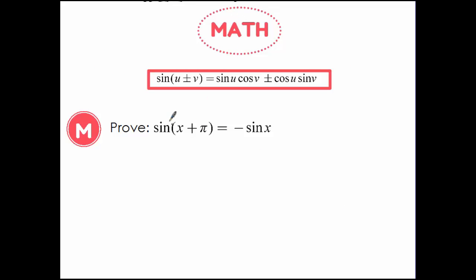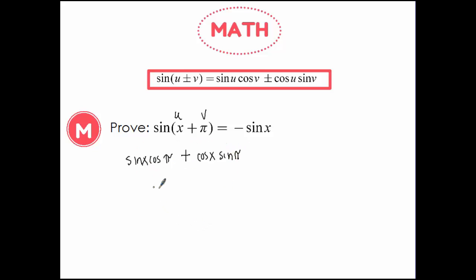So the first thing we do is we look at this problem. We identify what u and v are. So u is x and v is pi. Then we figure out what the sign is going to be when we expand it. So if this is a plus for sine, the signs stay the same. So it's going to be plus when we expand it. So I put a plus sign here so that I don't forget that this is the operation. Then I plug it into the formula. So I get sine of x cosine pi plus cosine x sine of pi.